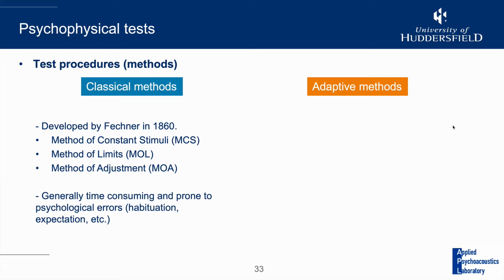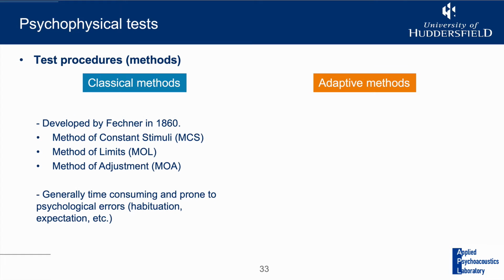And so it's less time consuming than the method of constant stimuli, but could be prone to habituation and expectation errors. With the method of adjustment, the subject himself or herself controls the stimulus intensity to find the threshold. So this method could be faster than the other two methods, but psychological errors like habituation error still exist, especially the subject might easily pass the actual threshold point due to the habit of changing the intensity.